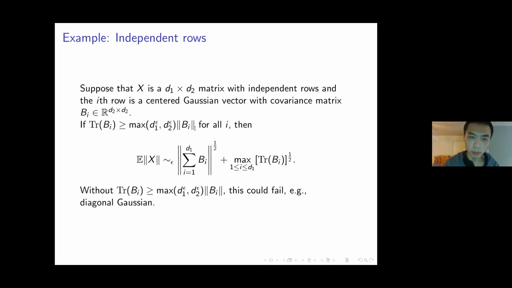But if we remove this assumption, then this would fail, because the diagonal Gaussian is an obstruction. Diagonal Gaussian has independent rows. Of course, the covariance matrices of each row are very different. And for each row, the covariance matrix would be of rank 1, and it won't satisfy this. Okay, so assume the covariance matrix is thick enough, rather than rank 1, then it will satisfy this. We get an up-to-constant exact estimate. So this assumption is needed.